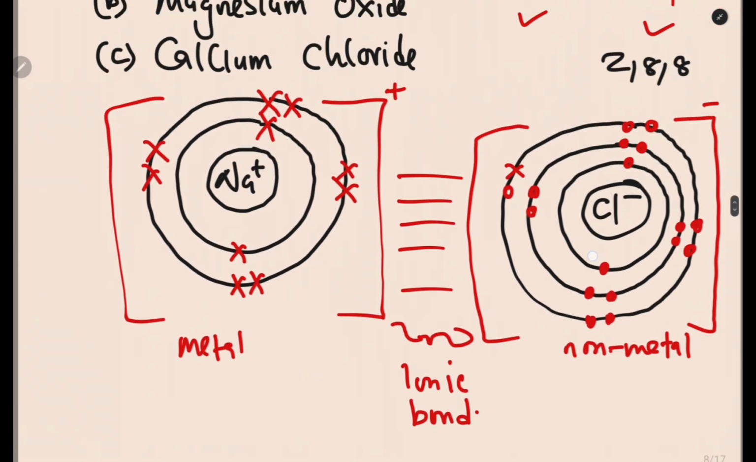Now let us look at the second one, which is magnesium oxide. From magnesium oxide, you can see there's magnesium and oxygen. Magnesium is a metal, then oxide, which is oxygen, is a non-metal. Let us show how the process forms. I know I've just given the final answer, but let me show you how it forms.